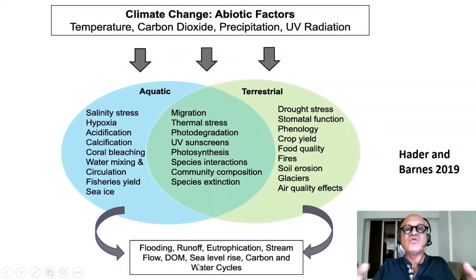is excess nutrients into coastal waters or lakes and rivers, which drive large blooms, and those blooms are not consumed by zooplankton because they are too fast and too large. Then they sink and are consumed by microbes, which use up the oxygen and create anoxia and hypoxia, which kill fish and so on. Okay, stream flows, dissolved organic matter, sea level rise, carbon, and water cycles.